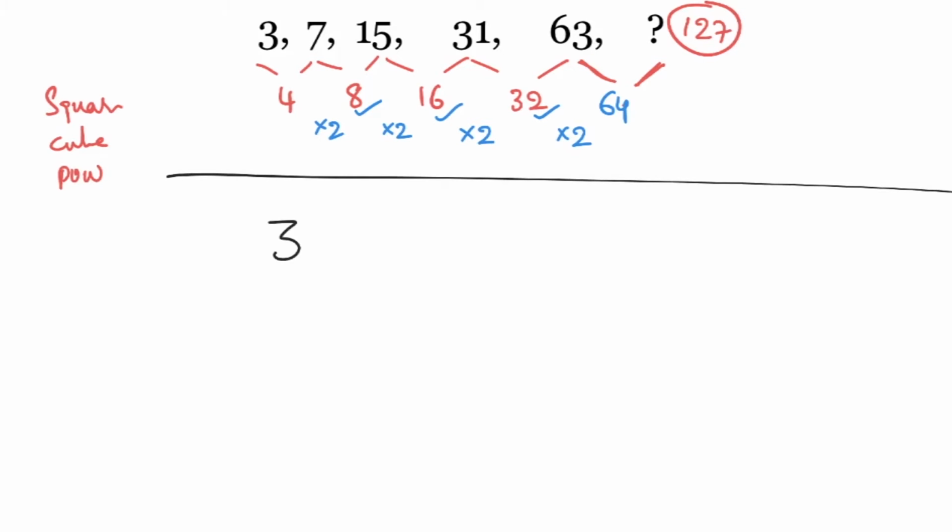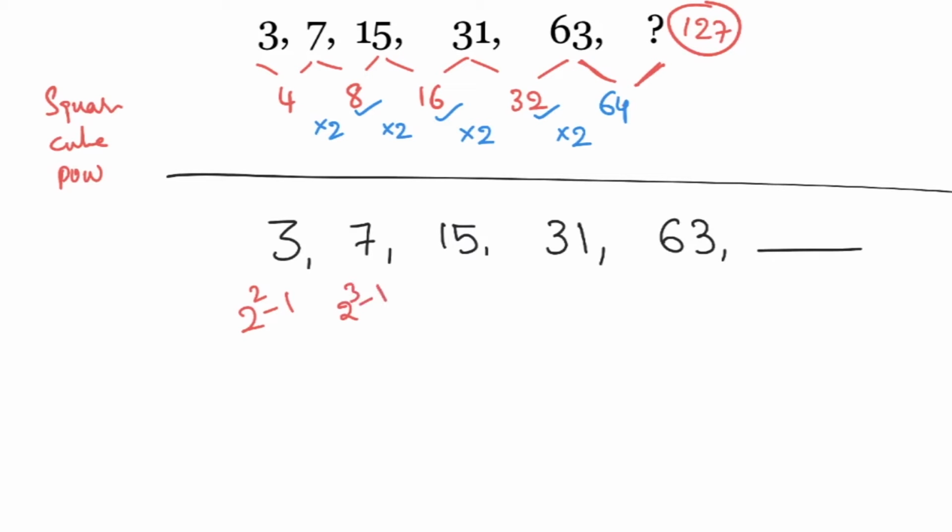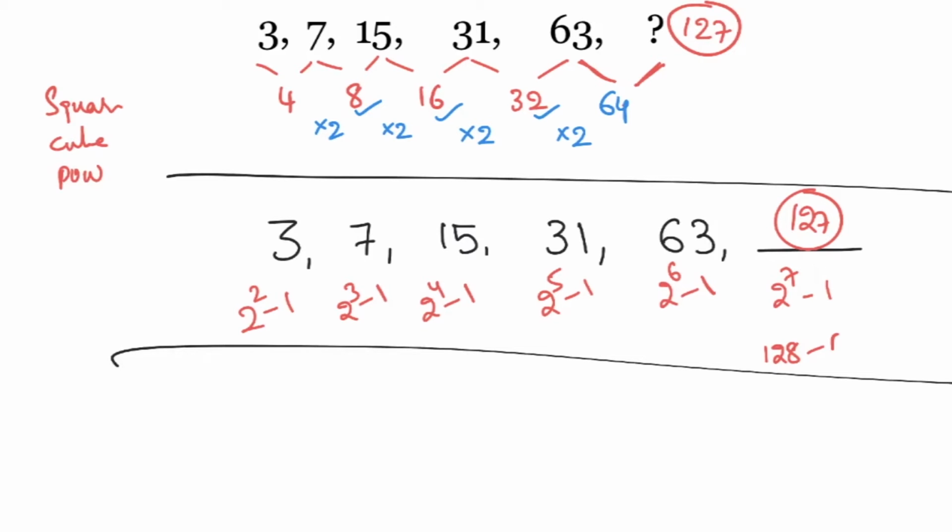Given series is 3, 7, 15, 31, 63 and identify the next term. 3 is 2 square, 4, minus 1. 7 is 2 cube, 8, minus 1. 15 is 2 power 4, 16, minus 1. 2 power 5, 32, minus 1. 2 power 6, 64, minus 1. Next, 2 power 7, that is 128, minus 1. Missing term is 127.